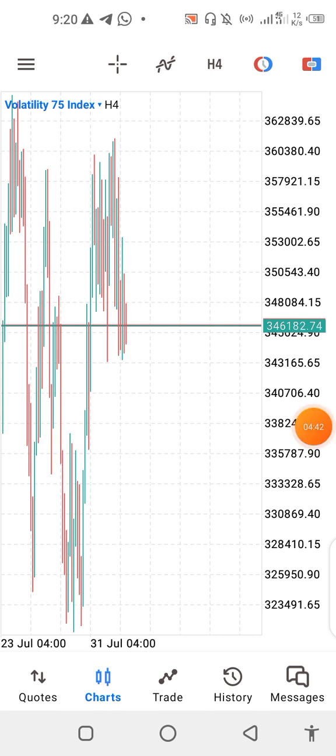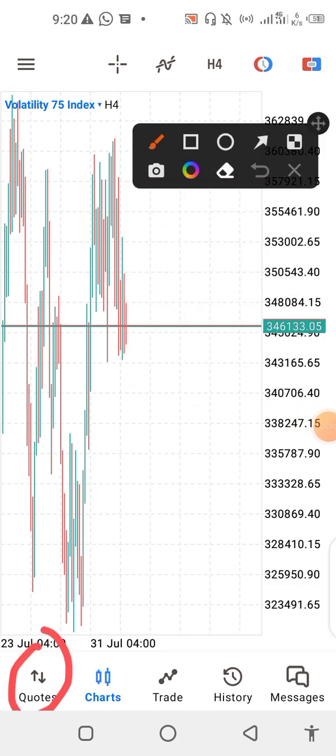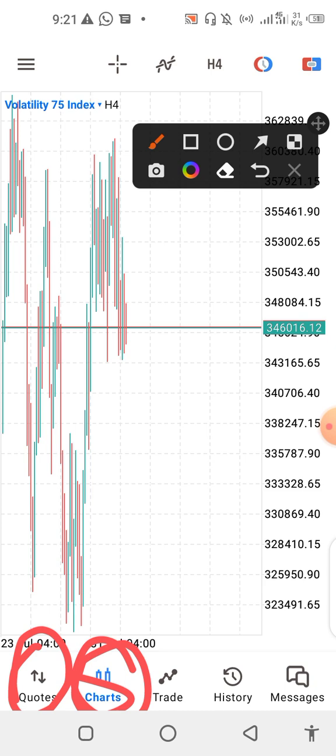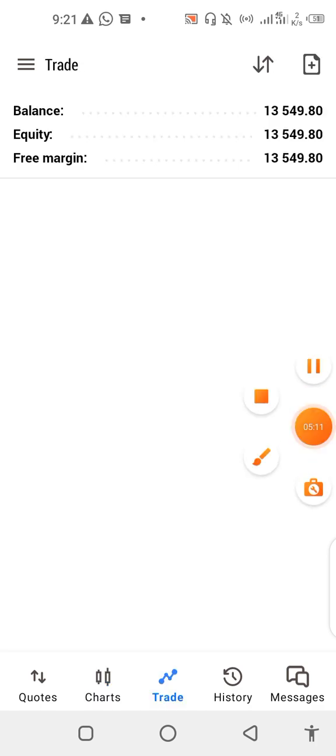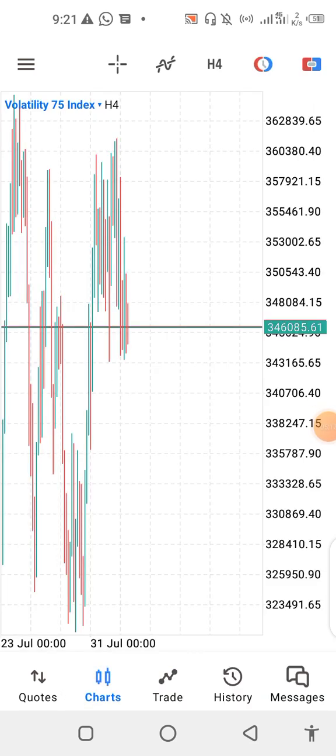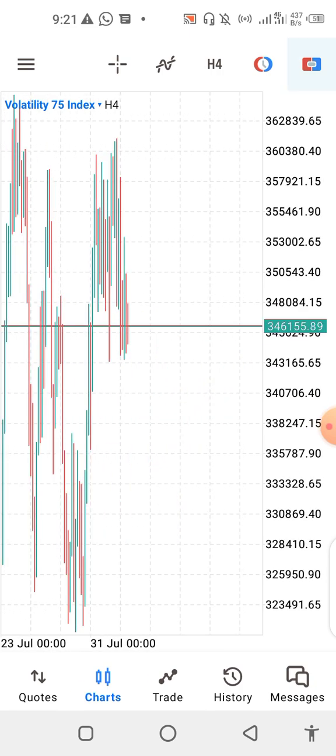Okay, let me show you some other stuff here. We have the quotes. We are actually not going to be using it because we are only going to trade volatility. Please trade only this. It works best with the strategy I'm about to show you. We have the charts. You see, I'm on the chart, and that's why we are seeing this. We have trade. This is where you click, and if you have an active trade ongoing, you see it here. Okay, let me place a trade. Okay, so let me click on sell.